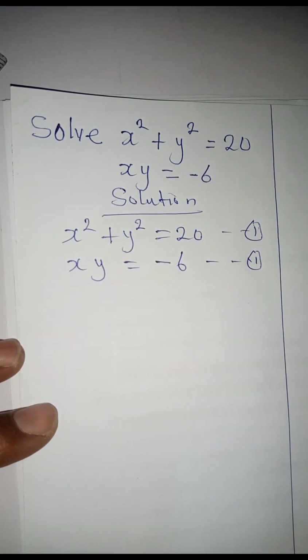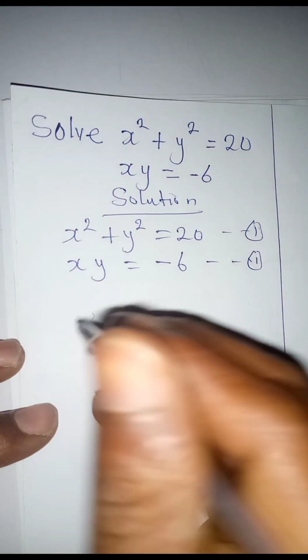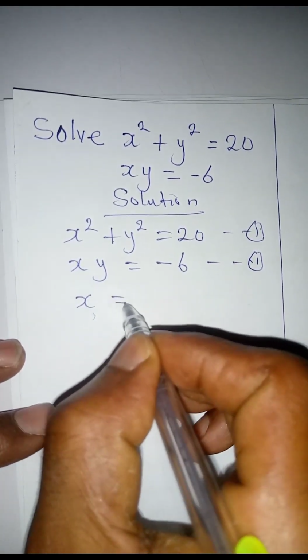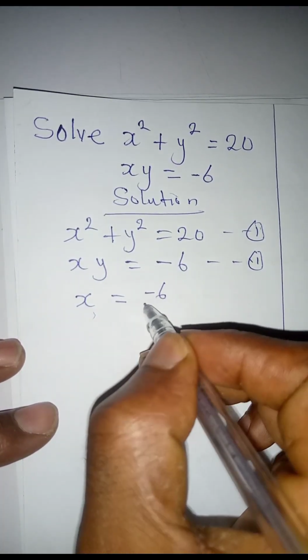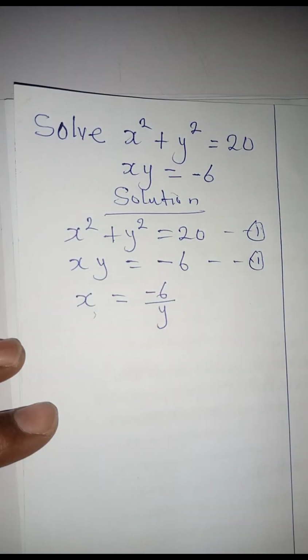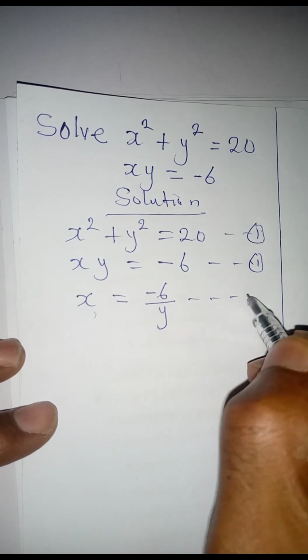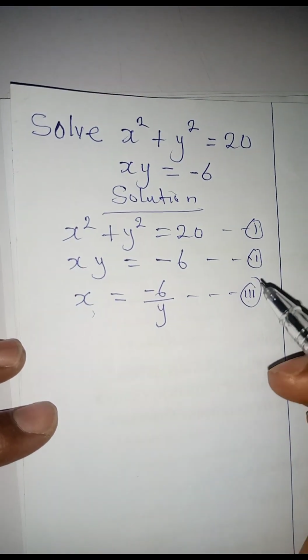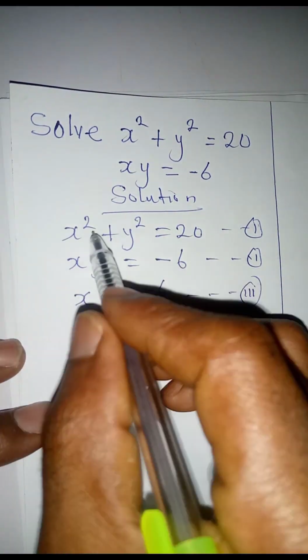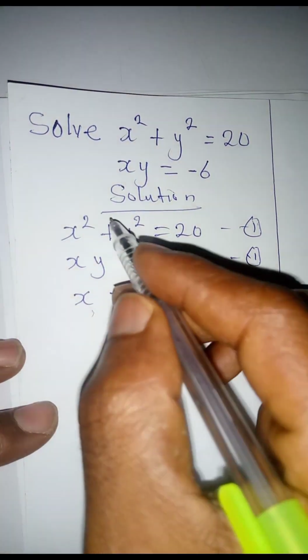And then from here, let's do this quickly. From this equation 2, we can say that x is equal to minus 6 divided by y. Okay, we divide both sides by y from equation 2, and then we will call this our equation 3. Now we will substitute equation 3 into equation 1. Put equation 3 into equation 1.